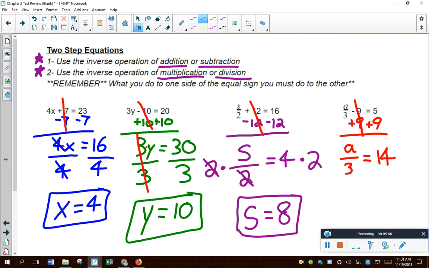Just like in our last equation, to get rid of, or to undo, division by 3, we use the inverse of multiply. So I'm going to multiply both sides by 3. Our 3's cancel, and we're left with a equals 14 times 3 is 42.